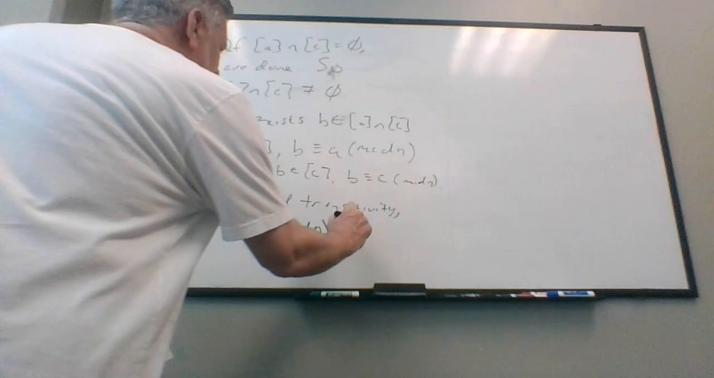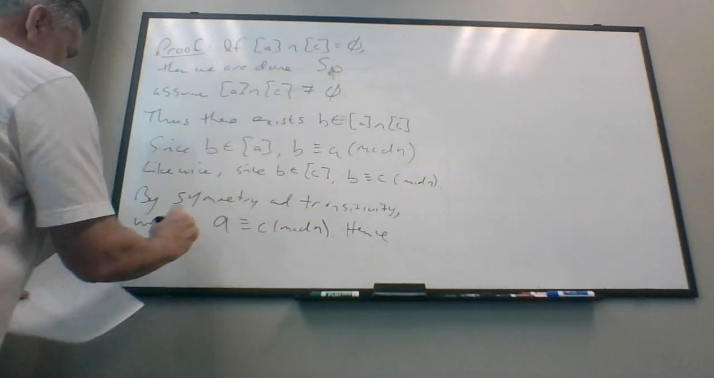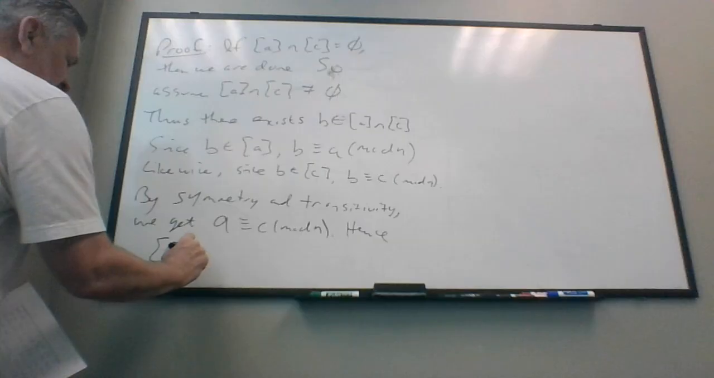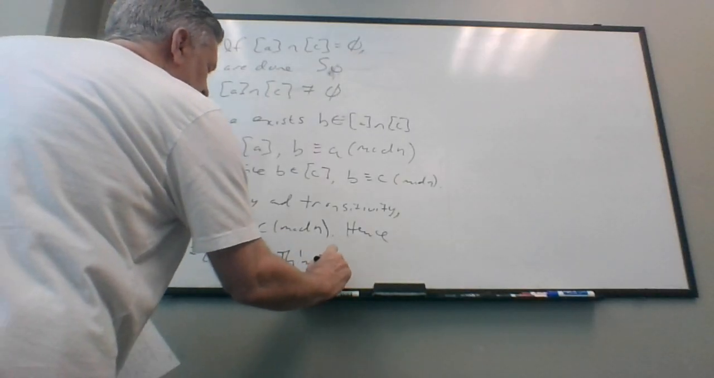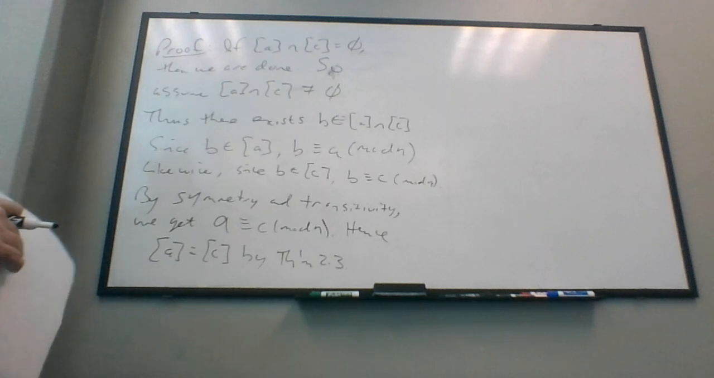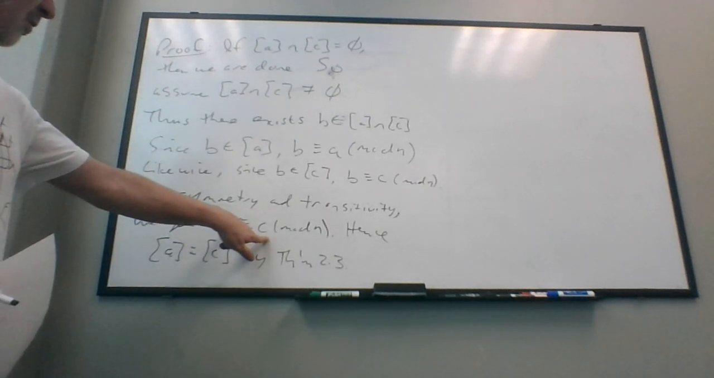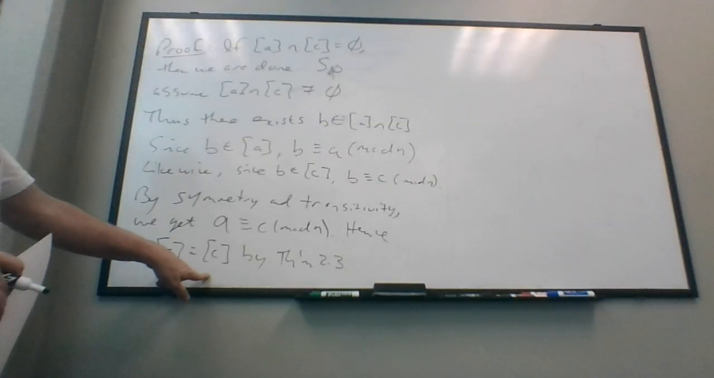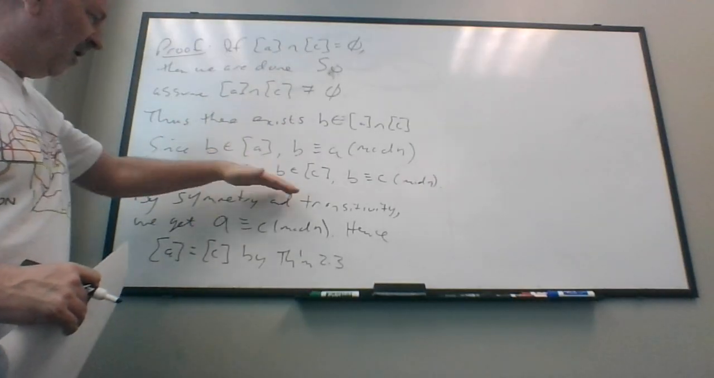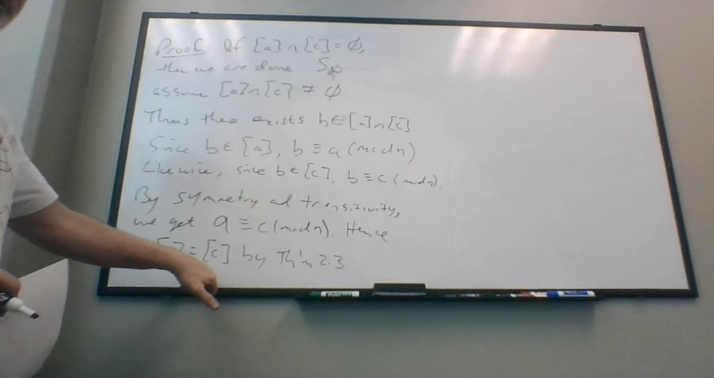Right? So hence, what does it mean? If A is congruent to C mod N, that means those two classes are equal by the theorem we just proved, by theorem 2.3. We proved that if two integers are congruent mod N, their two classes are the same. So, this wasn't that hard, but we really needed the machinery from theorem 2.3 to go from here to here.